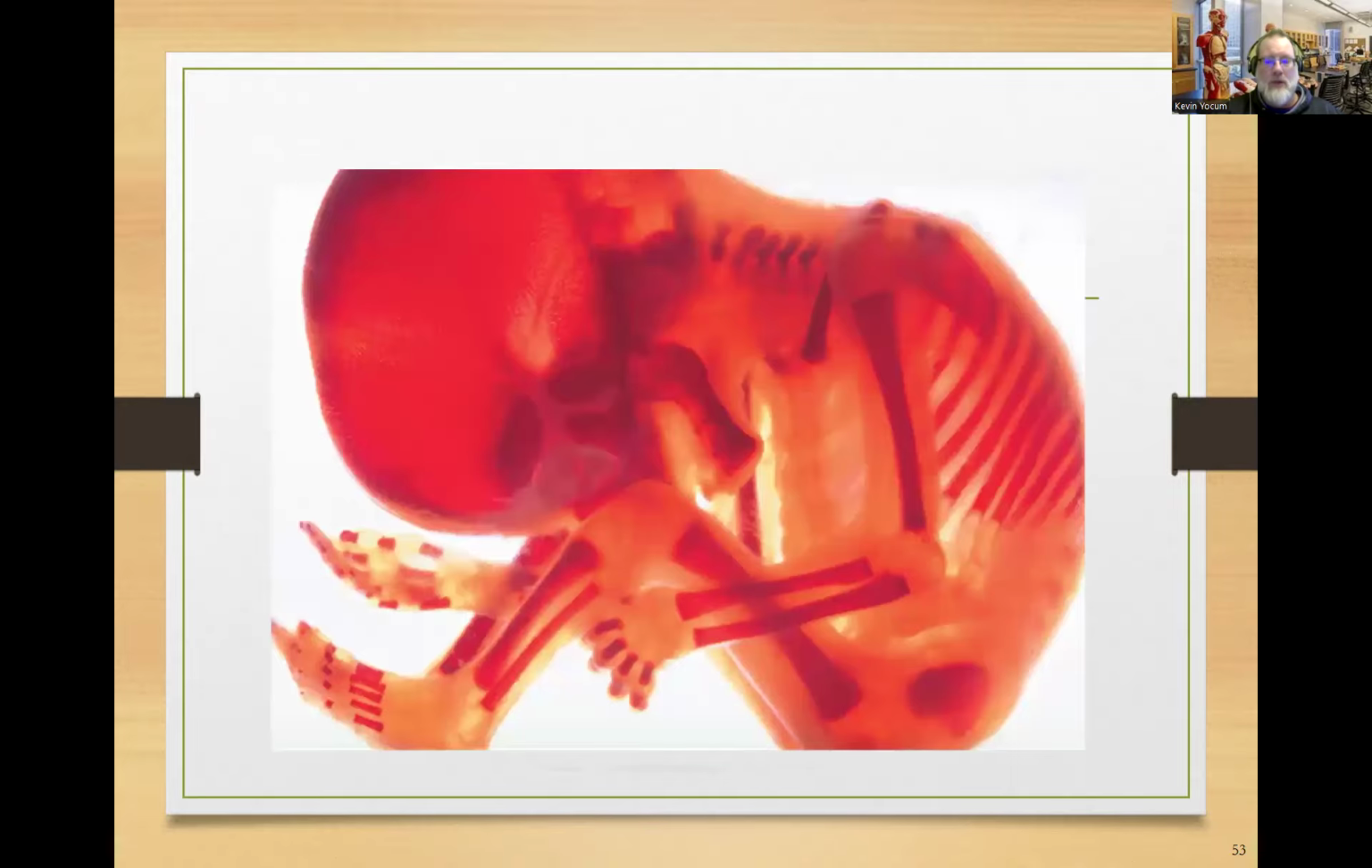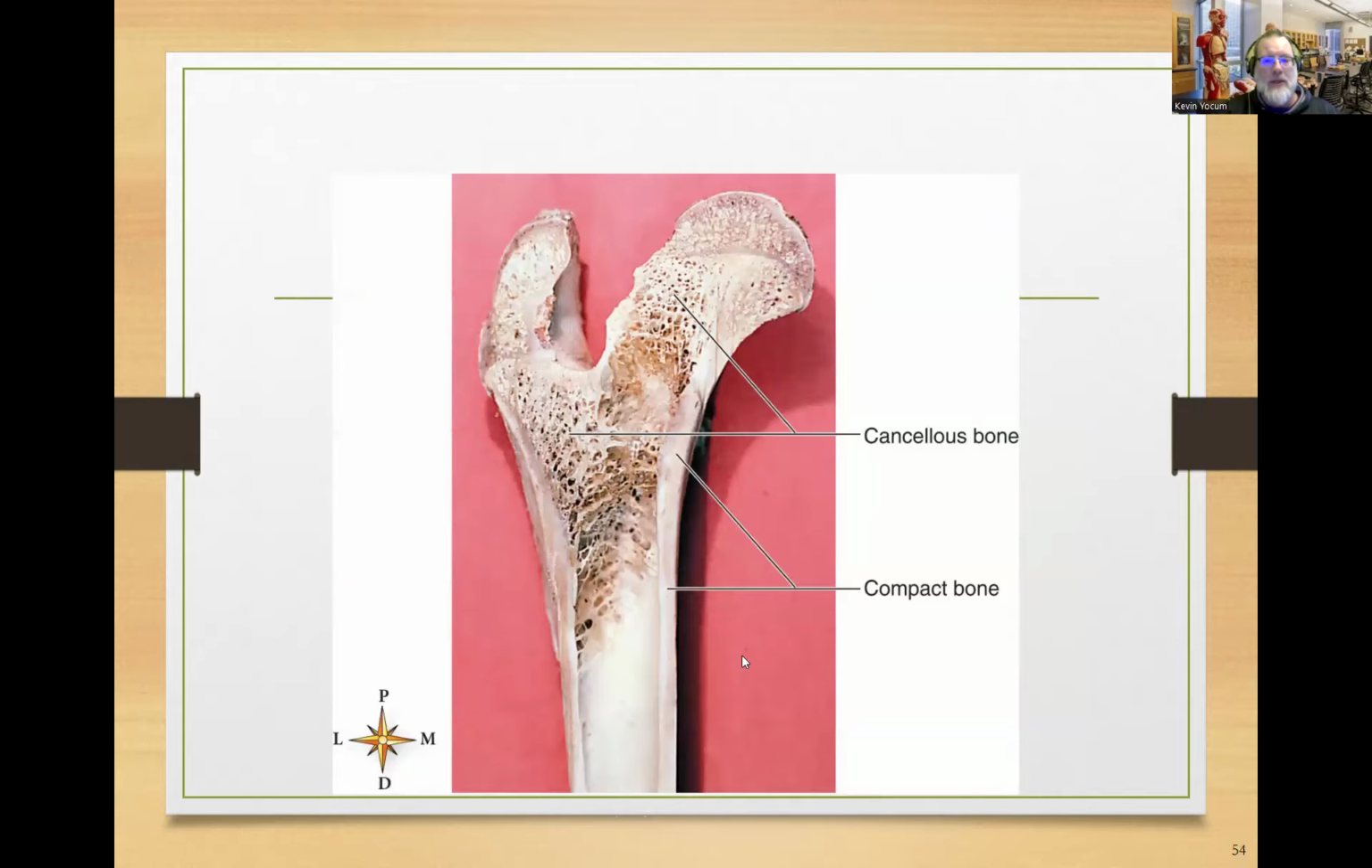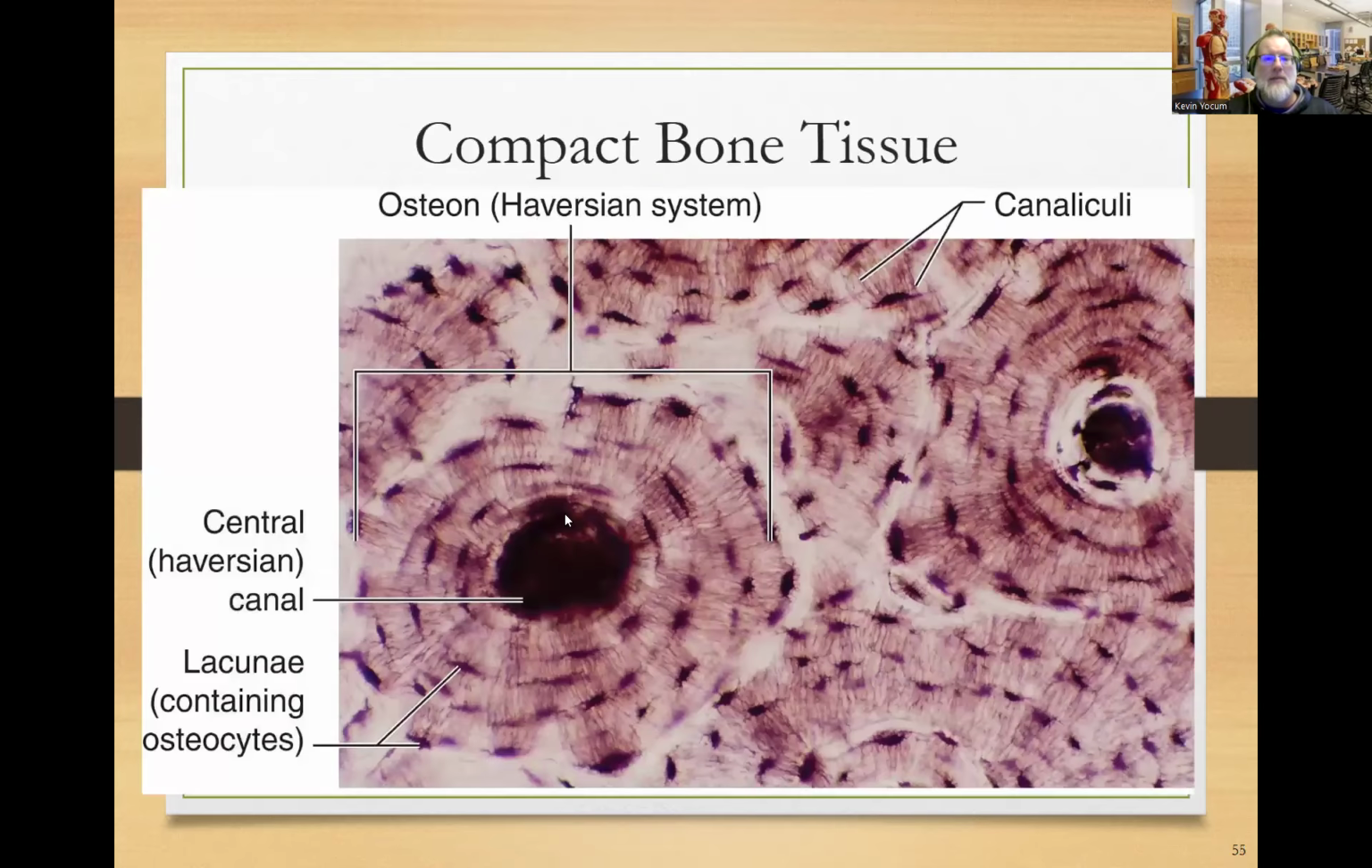Bone tissue, compact bone tissue. Here are the different types of bone tissue. Again, this is kind of like a teaser trailer for next week. So you're going to have compact bone here, spongy bone inside of here. They also call it cancellous bone. Compact bone.